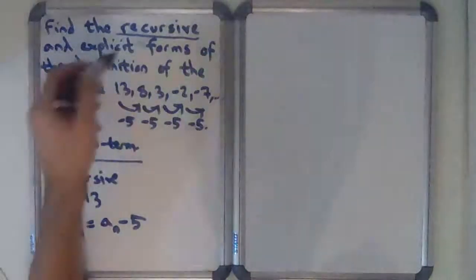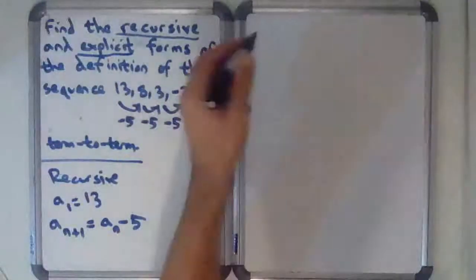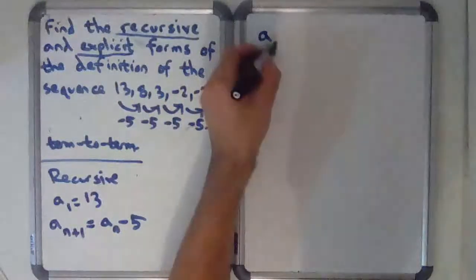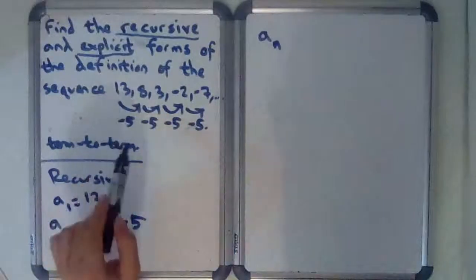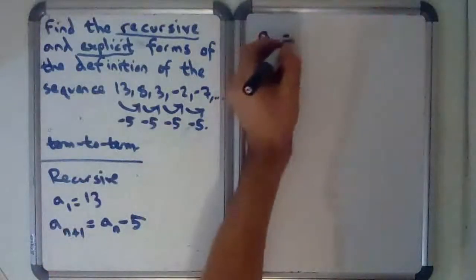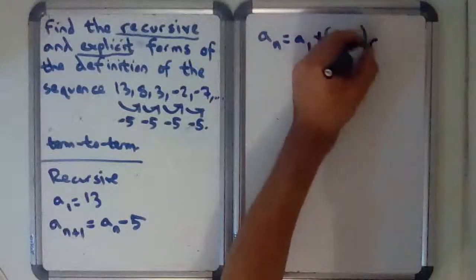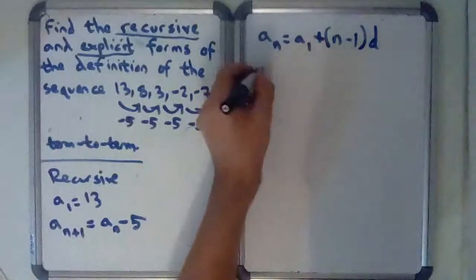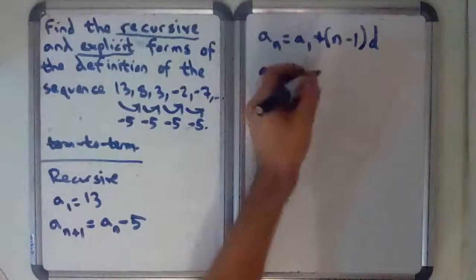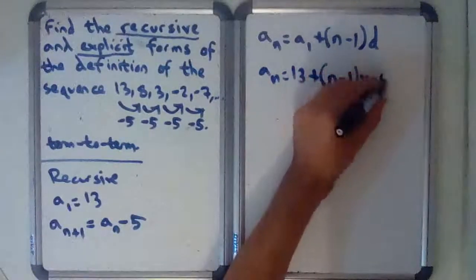For the explicit definition, or the explicit form of the definition, read that as the general term, the nth term. So we need a_n. This is an arithmetic sequence with the first term of 13 and a common difference of minus 5. So a_n equals a1 plus (n minus 1) times d. d is minus 5, a1 is 13, so a_n equals 13 plus (n minus 1) times minus 5.